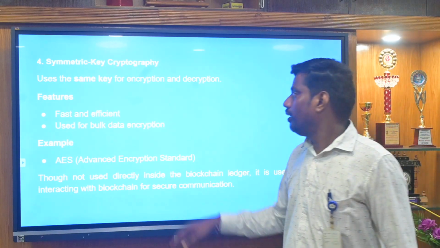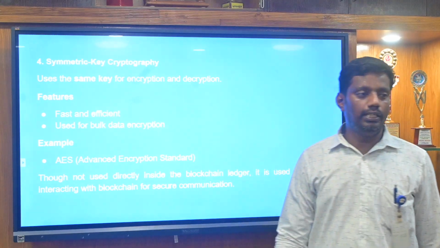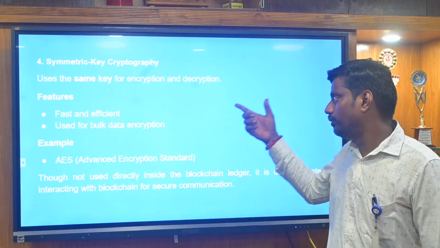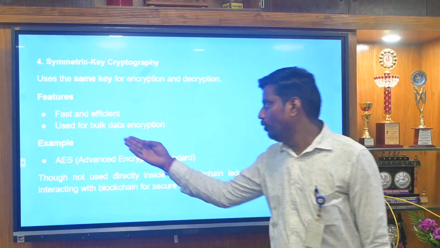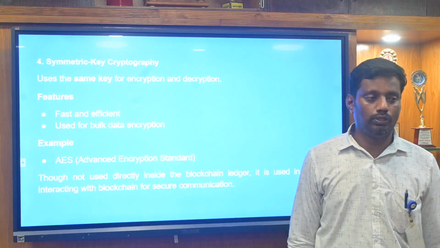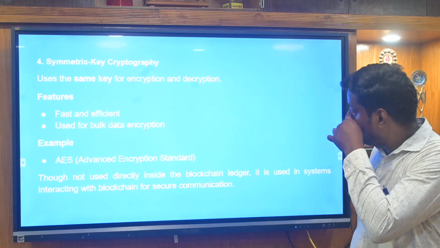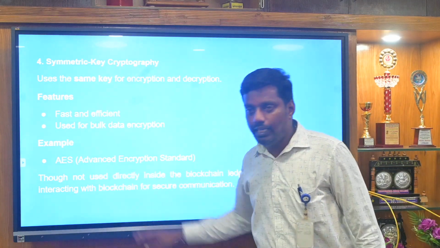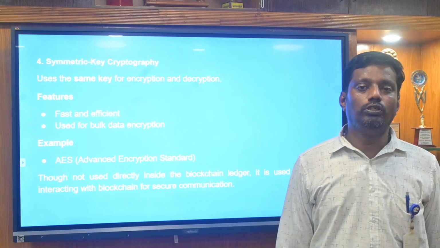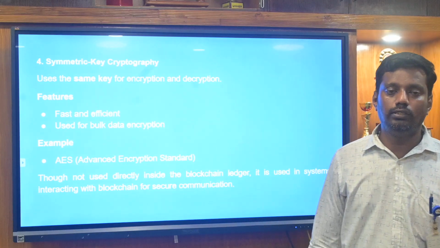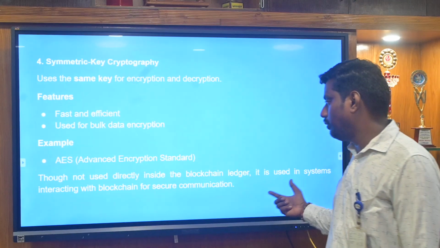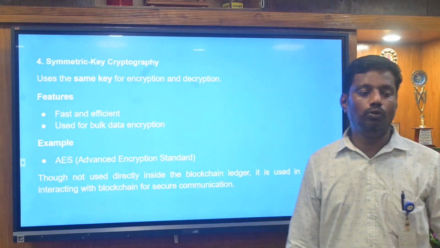Symmetric key cryptography uses the same key for encryption as well as decryption. It is fast and efficient, and is used for bulk data encryption. An example of symmetric key cryptography is AES, which is one of the most advanced mechanisms. It is used in systems that interact with the blockchain ledger for secure communication.